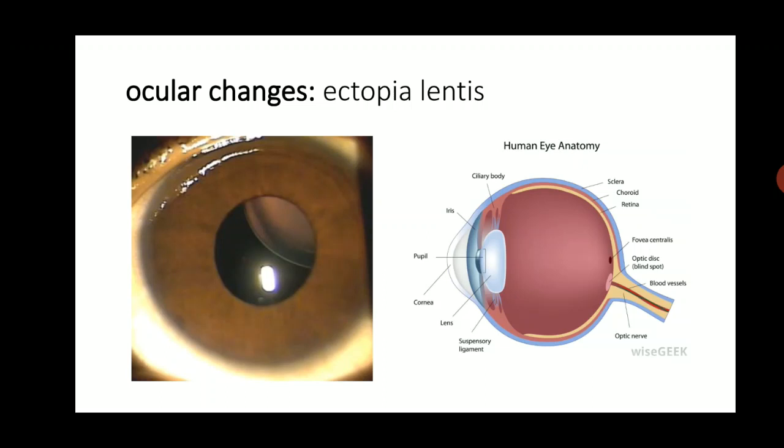Normally the lens is held in position by the ligaments, the ciliary body and the ciliary muscles. Due to absence of fibrillin and absence of elastic tissue within this area, the lens is not supported, and hence it tends to displace in the upward and outward direction, which is known as ectopia lentis. So that was all about Marfan syndrome.